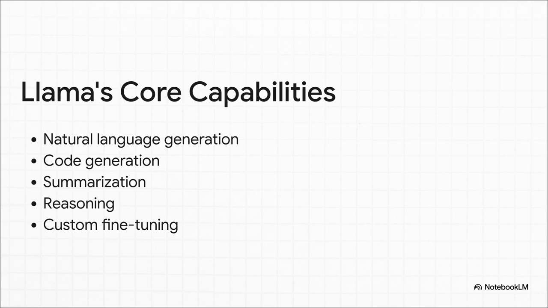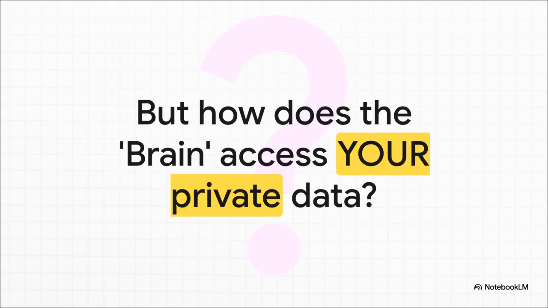You can even take it a step further and fine-tune it on your own data to turn it into a specialist on any topic you want. But, and this is a huge but, here's the catch. By itself, the Llama brain has no idea what's in your company's PDFs or your personal notes. It can't see any of your private data. So that's the big question, right? How do we give this super smart brain access to our stuff?